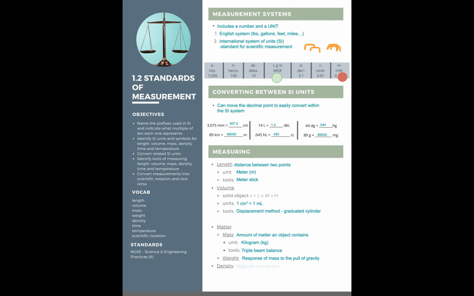Okay, and then lastly, density is mass per unit volume. So we could take mass divided by volume in order to find density. And there will be an activity that will help us better understand density.